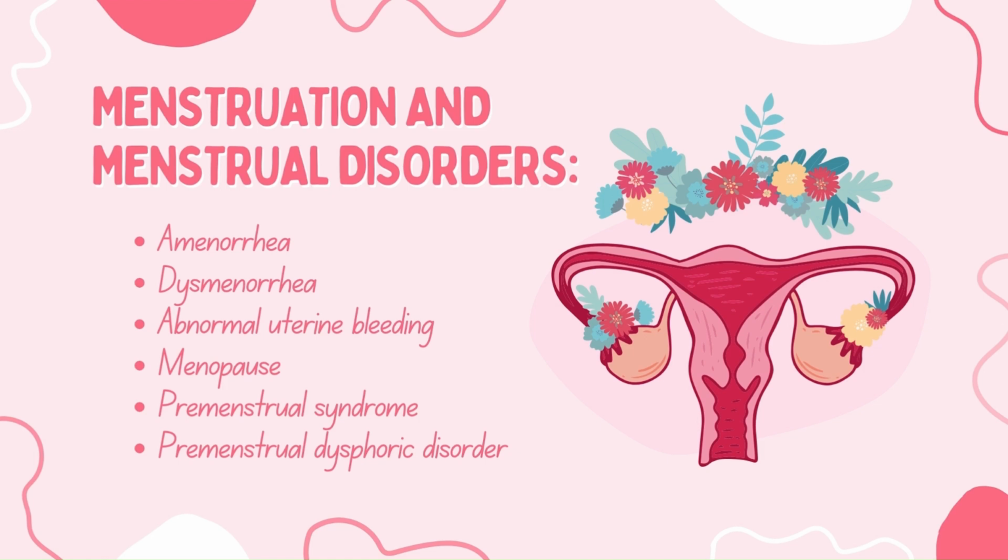For etiologies of primary amenorrhea, for patients with secondary sex characteristics, so they do have breast development, they either have a present uterus or they have no uterus. If they do not have a uterus, the next step is to order a karyotype analysis.